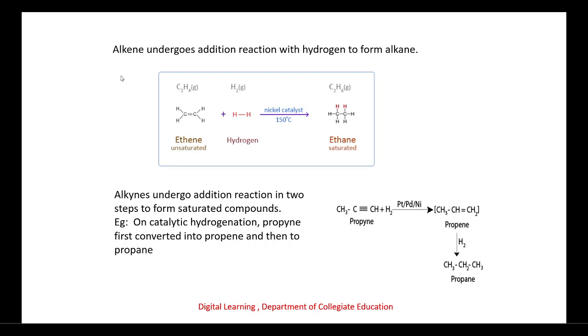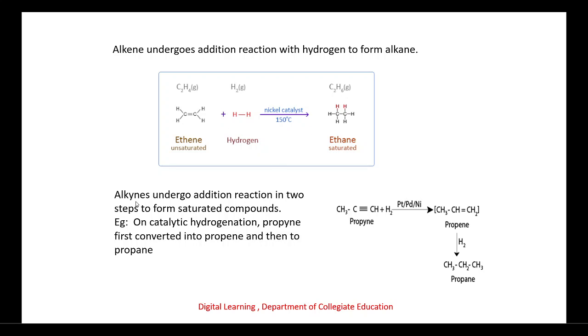And generally, as said, an unsaturated hydrocarbon, be it an alkene or alkyne, undergoes addition reaction to give a saturated hydrocarbon. Let us take an alkene and the addition reaction. The alkene, upon addition of hydrogen in the presence of a nickel catalyst, results in the saturated hydrocarbon, that is ethane, in a single step process.